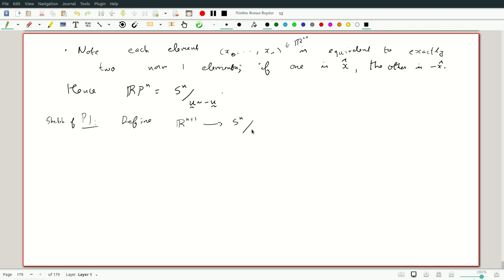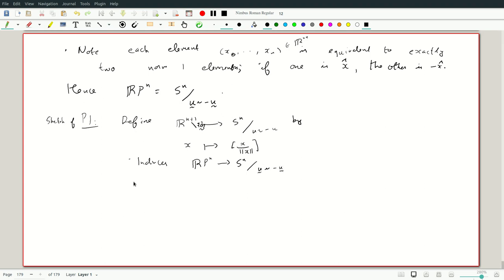So we define R^(n+1) minus the origin to S^n, with u equivalent to minus u, by x maps to the equivalence class of x over norm x. Of course, this is not well defined, but I don't want it to be. So R^(n+1) minus the origin is mapped to this and induces, well, if two things differ by scaling, up to norm, they're the same. So it induces RP^n to S^n by u tilde minus u tilde.